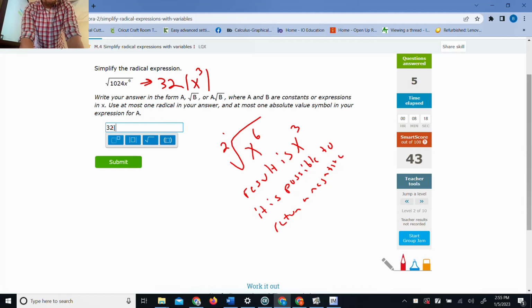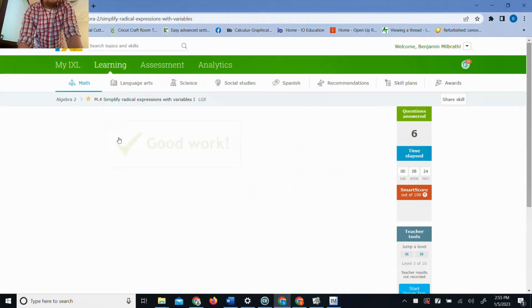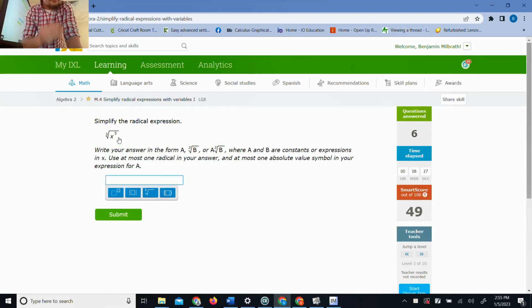32 absolute value of x to the 3rd power. I really don't think it cares where the bars are. Good work, Milbrath. Simplify this dude.